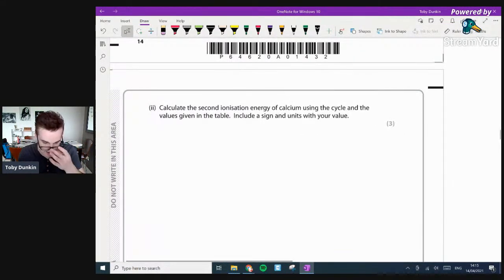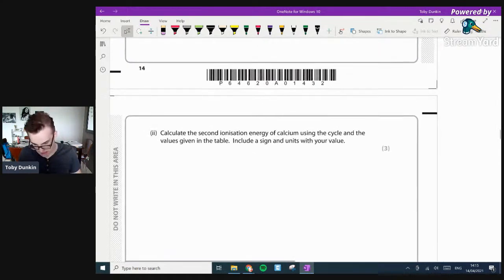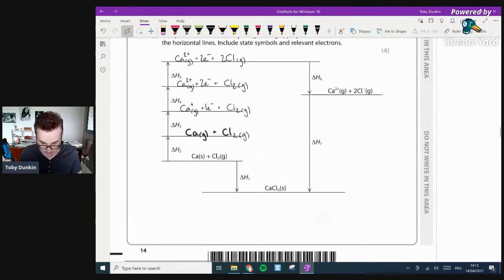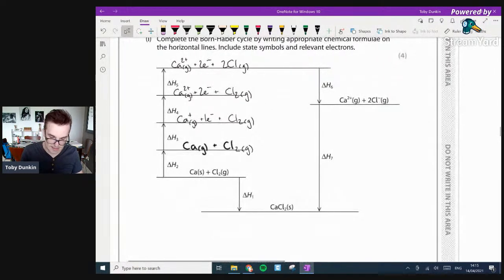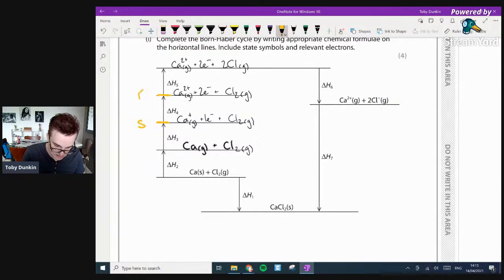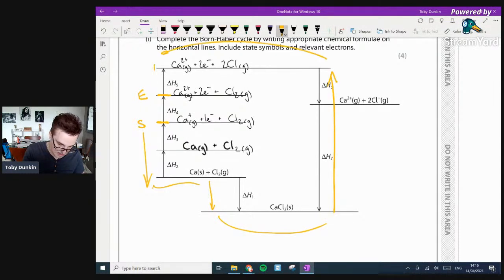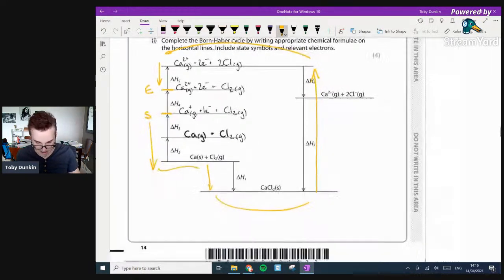Calculate the second ionization energy of calcium using the cycle and the values given in the table. Include a sign and units with your value. Right, so once again, they've asked me to do the second ionization energy, which is here to here. This is where I start. This is where I need to end. I'm going to have to go in the opposite direction all the way round. And then up, and then across, and then down. And I'm done. That's my other direction.